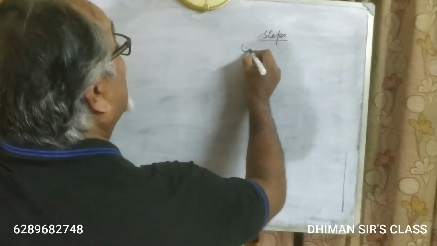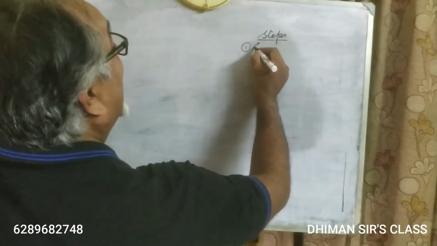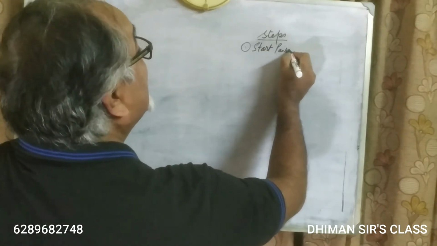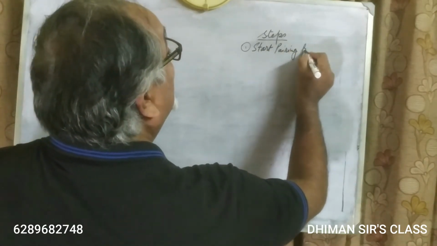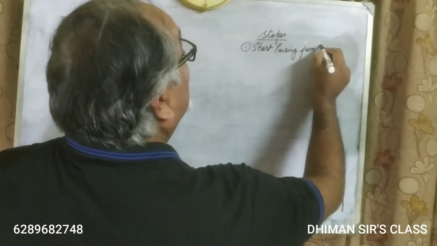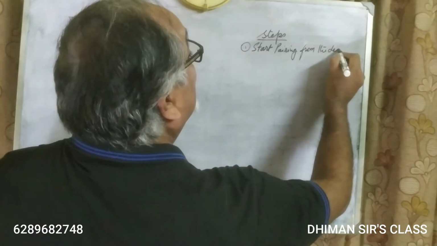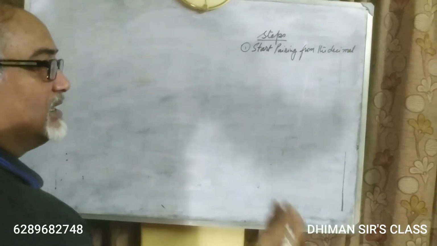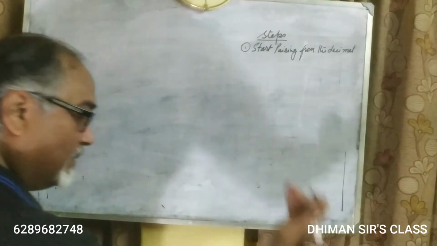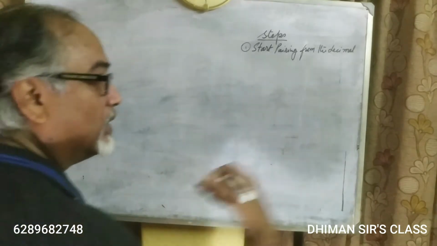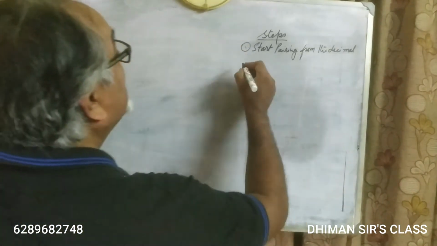Step number 1: start pairing from the decimal. If it is the left side, start from the left side. If it is the right side, start from the decimal towards the right side. Okay?